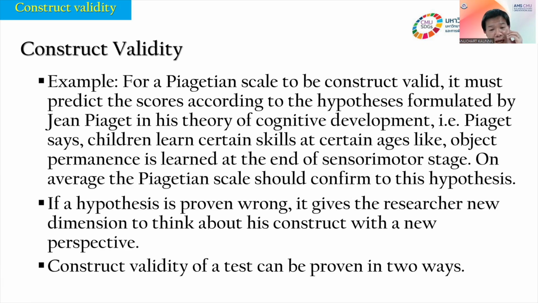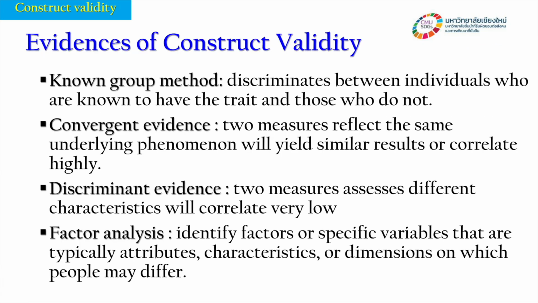Construct validity of a test can be proved in two ways: convergent and discriminant. Evidence of construct validity is that a group method, not an individual method, can identify or discriminate between individuals who are known to have traits and those groups who do not. If it's the first way, we call it convergent validity or convergent evidence.